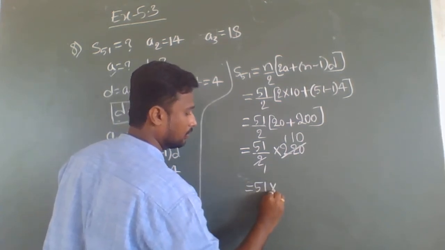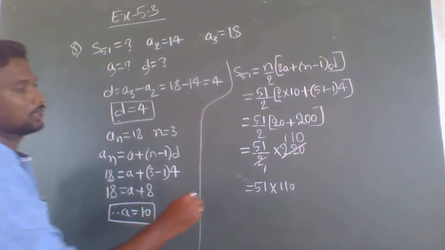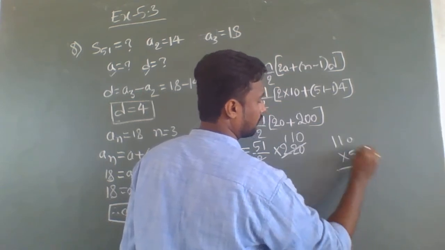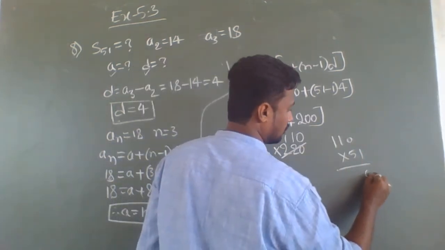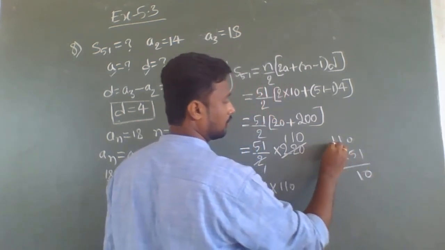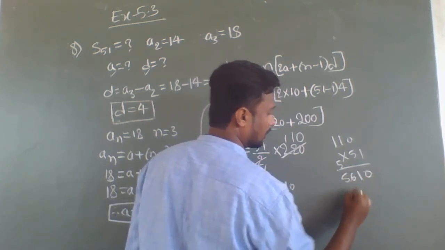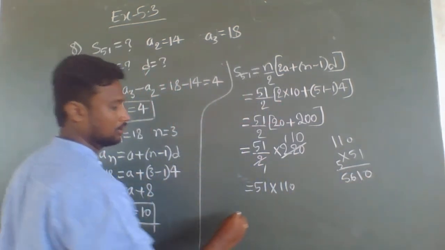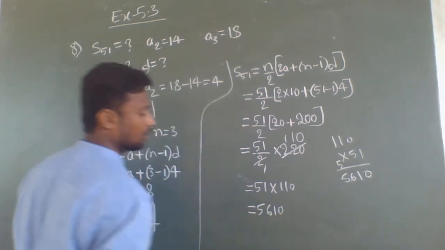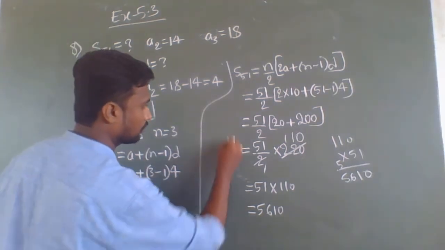51 into 110. What is the value we will get? Here I will calculate 110 into 51. 51 into 0 means 0. 51 into 1, 51 only. Next, 51 into 1, 51 plus 5 means 56. So the answer is 5610. This is the sum of 51 terms. Yes, 51 values.